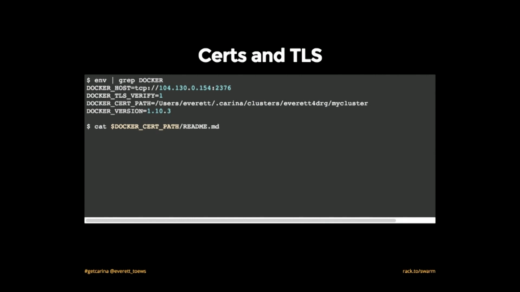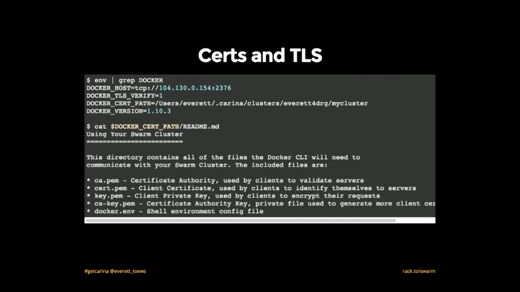And living in that directory is actually a README file that you get when you download that cert bundle. And it tells you exactly what everything is, all of the different CA, the cert, the keys from the client and server, and how that's all locked down for authenticating and communicating with your Docker Swarm cluster.